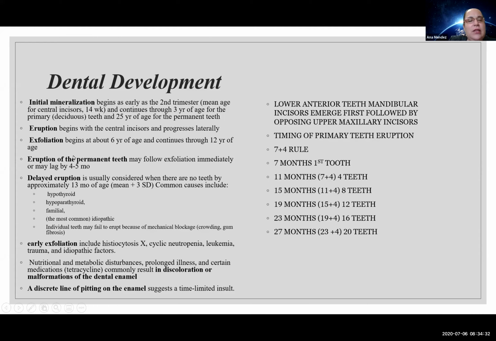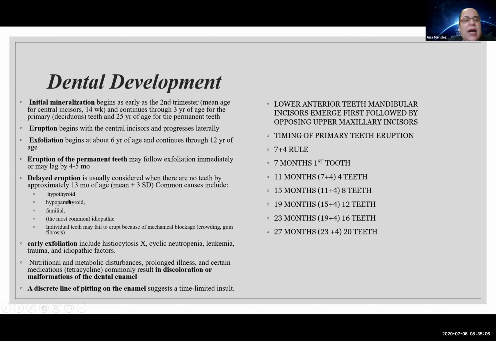Exfoliation, when the primary teeth fall off, begins around 6 years of age and continues through 12 years of age. So that's the range. Eruption of the permanent teeth may follow exfoliation immediately or may lag for 4 to 5 months. Delayed eruption is usually considered when there are no teeth by approximately 13 months of age, plus or minus 3 standard deviations. So it's mostly around 15 months of age.